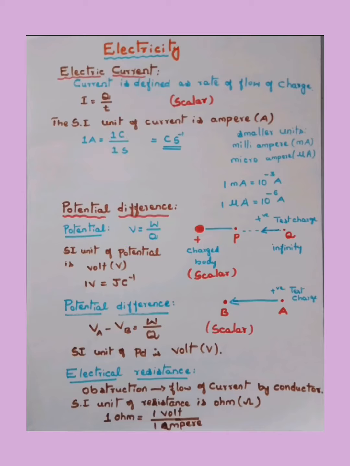And there are smaller units of ampere also, milliampere. When we write milliampere, you see milli, small letter m, then A. How much is 1 milliampere compared with ampere? 1 milliampere = 10^-3 ampere. Next, microampere, and 1 microampere = 10^-6 ampere. We will be using this in numericals. Please note down.